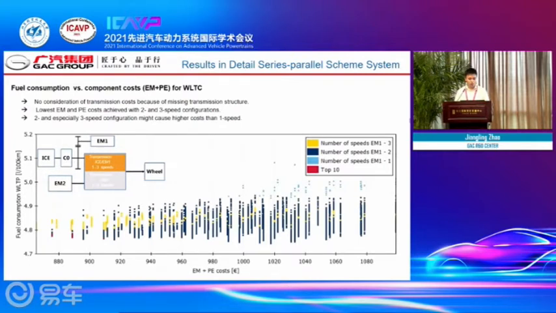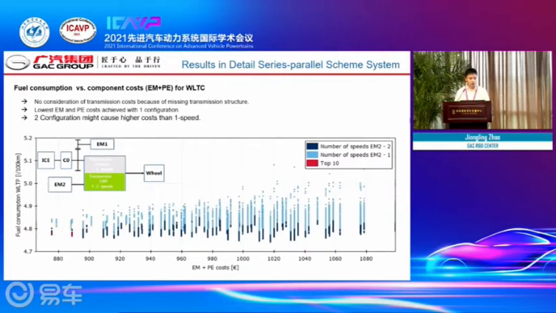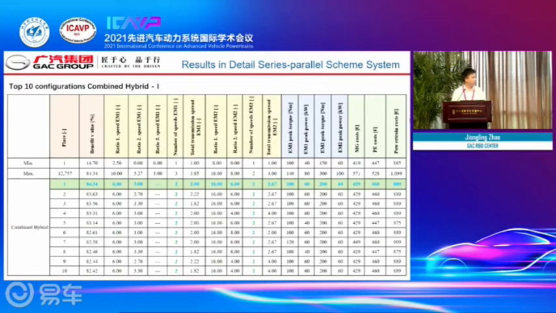Low consideration of transmission costs because of missing transmission structure. Lowest EM and PE costs achieved with 2-speed and 3-speed configurations. 2 and especially 3-speed configuration might cost higher than 1-speed. Low consideration of transmission costs, lowest EM and PE costs achieved with 1 configuration. 2 configuration might cost higher than 1-speed.